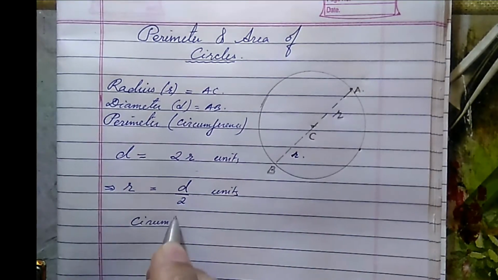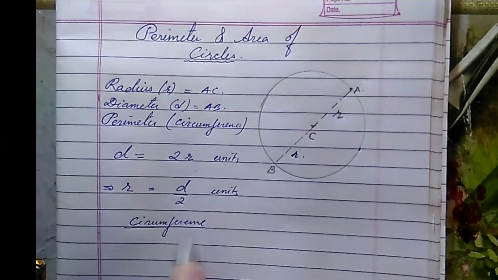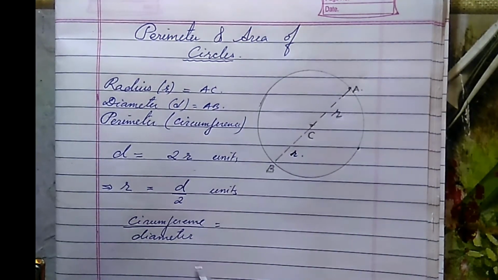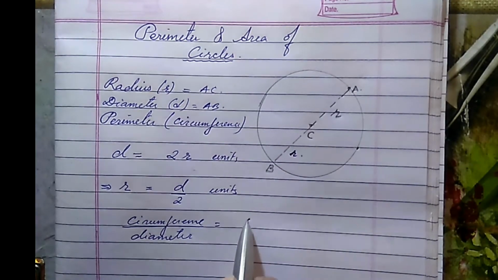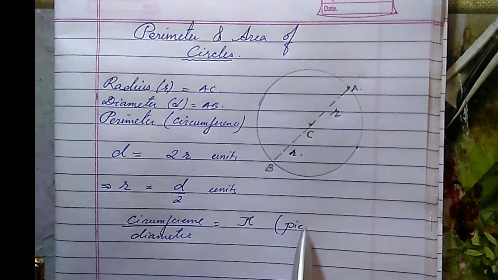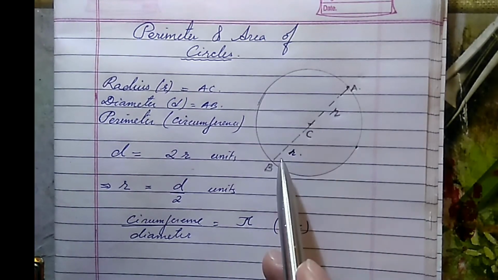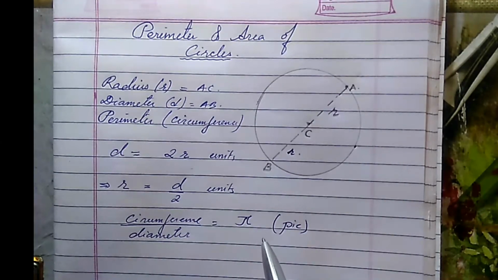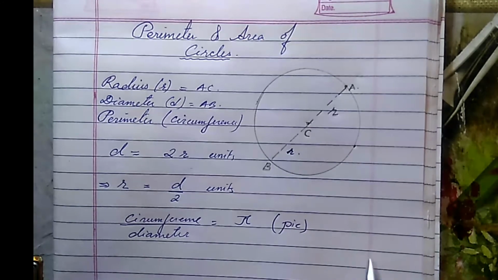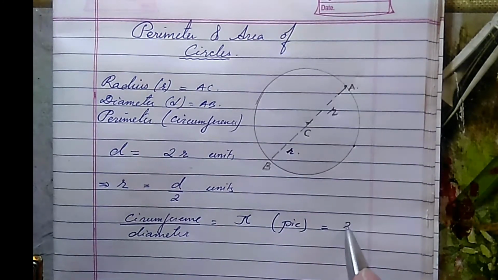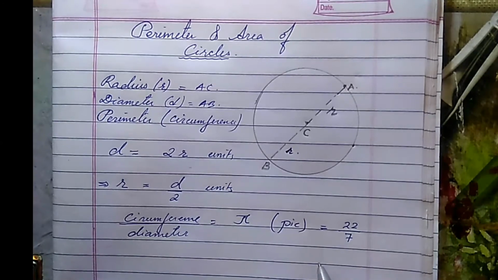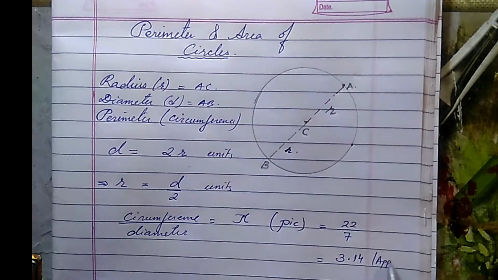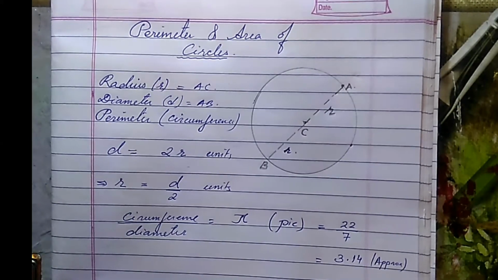The circumference and the diameter bear a constant ratio, and this ratio is known as pi. So whatever be the radius of the circle, the circumference and the diameter will always have a constant ratio which is denoted by pi, and the exact value of pi is 22 upon 7. Sometimes we use the value 3.14, which is the approximate value for our calculation.